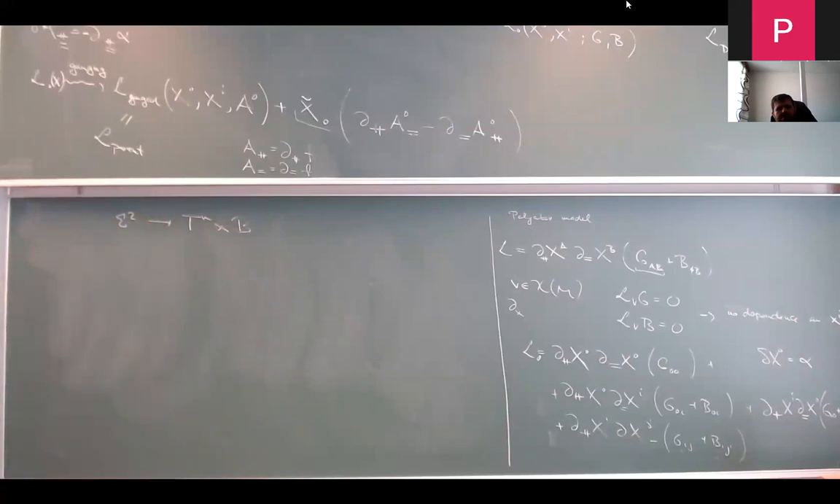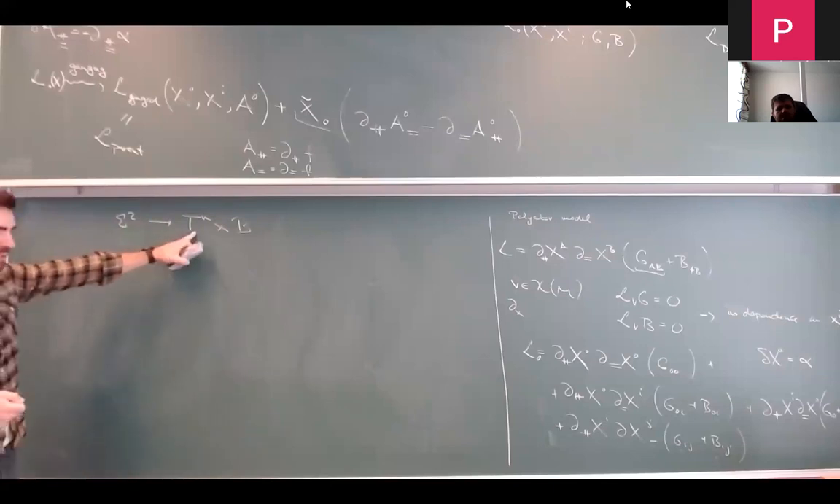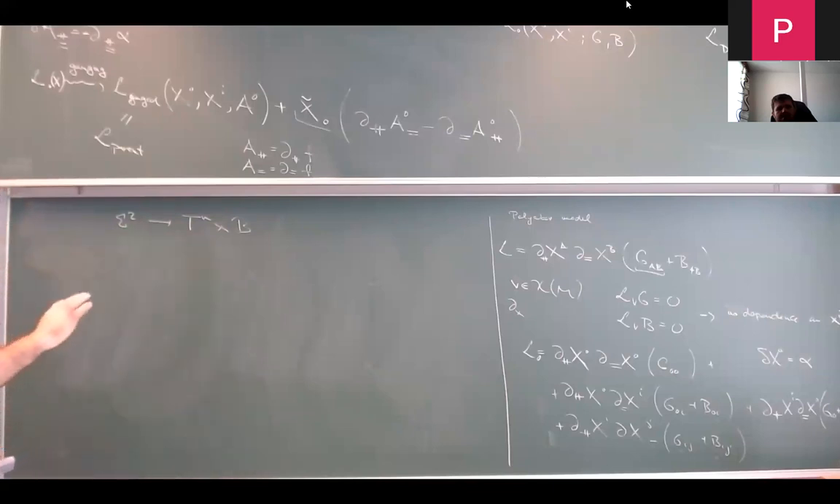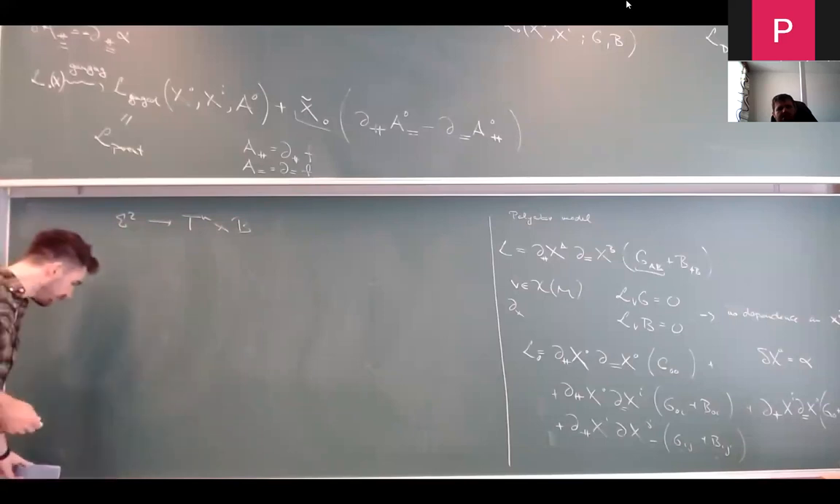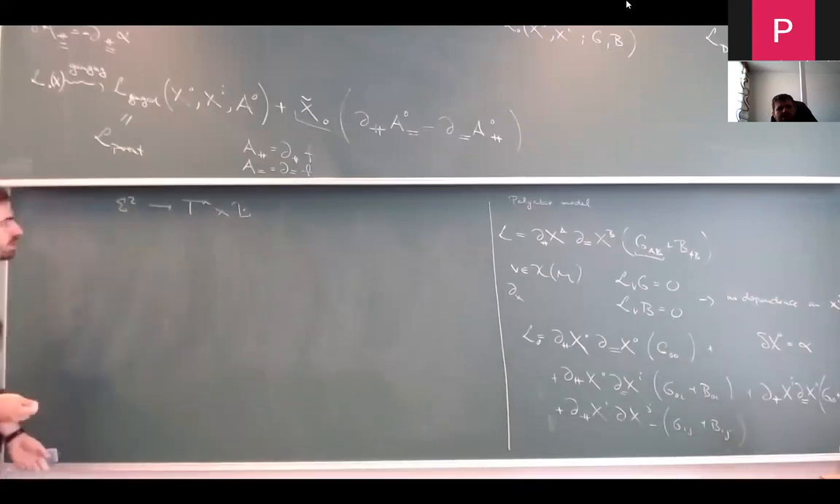Rather than just S1, we can have more S1s here, n of them. And then if this is the case, we'll have more isometries along each of the cycles of the torus, and we can align the coordinates with the isometries, and each of them will acquire this extra dual coordinate in the model. So this is just the usual tutorial model with isometries.